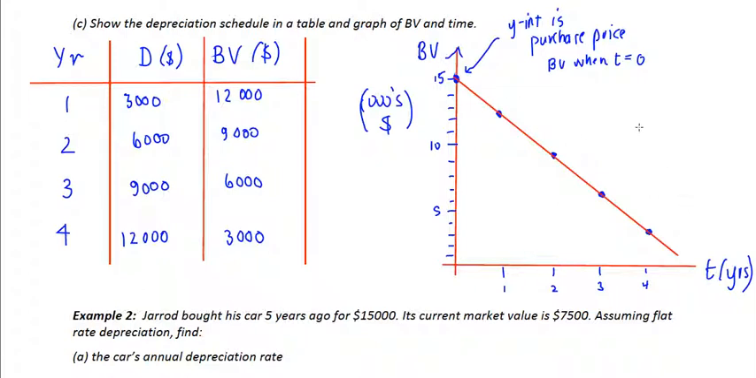Just like with simple interest, we had a straight line. Obviously, it was with a positive gradient, and with this one, obviously, the book value is decreasing over time. So we have a negative gradient, but it is a straight line. So flat rate depreciation, flat rate of interest, we get a straight line when we graph it.